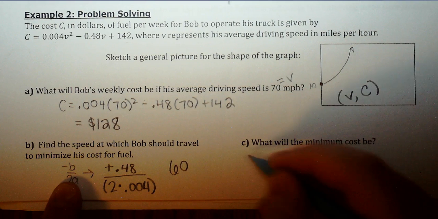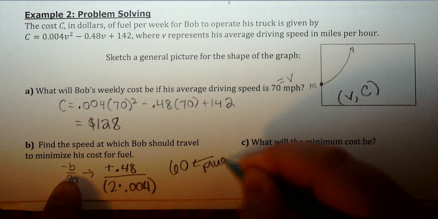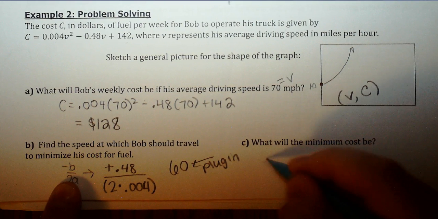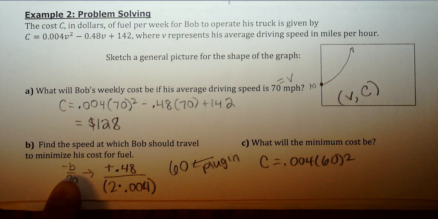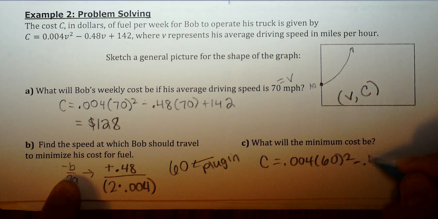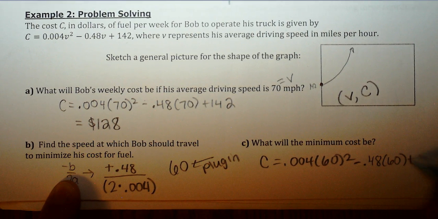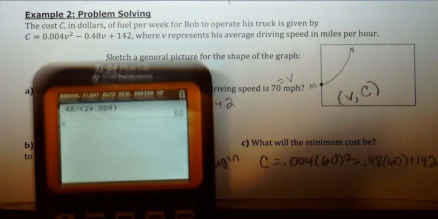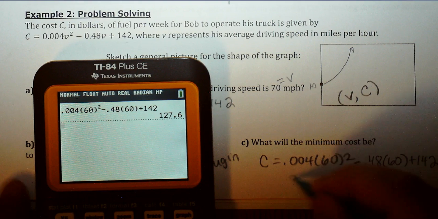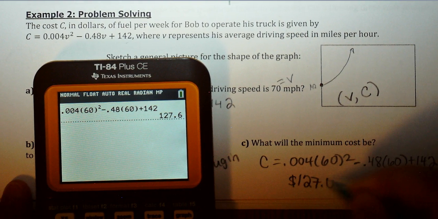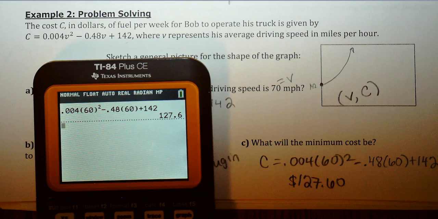And to get that cost, all we're going to do is plug in 60 for V. So 0.004, we're going to plug in 60 for every V that we see in the equation. So I'm going to plug it in right here. 0.48 times 60, and then plus 142. And then I'm just going to throw this again into the calculator to get our cost, minus 0.48 times 60, and then plus 142. So there his cost, $127.60 will be the minimum that he can do.